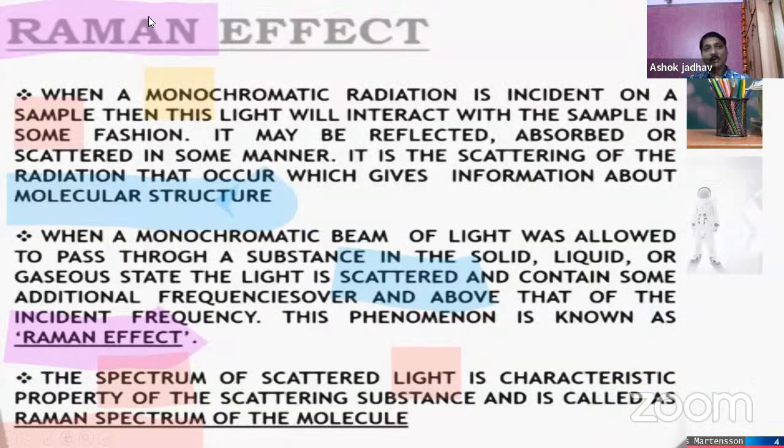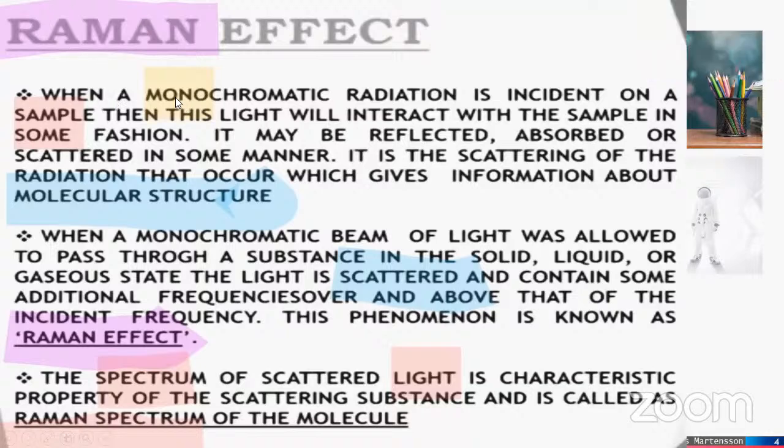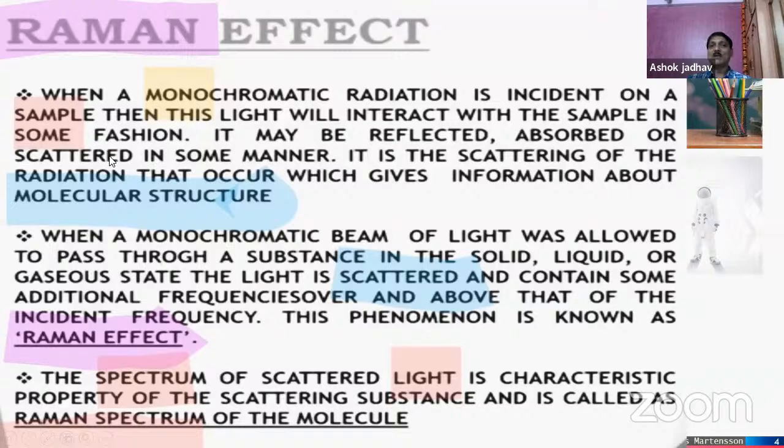So according to his concept, when a monochromatic, mono means single, chromatic means the color, monochromatic having the same wavelength of radiation, means light, is incident on the sample. So here two are combined. One is the light and another is the matter, means sample. Then there is the interaction. This interaction may be reflected, absorbed or scattered. Okay. But he gives the main emphasis on the scattering of the radiation.